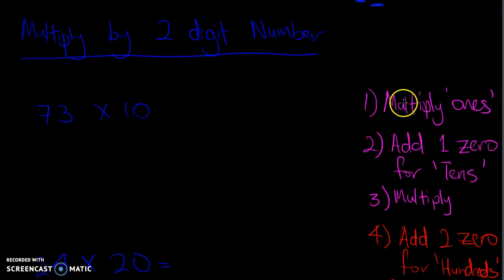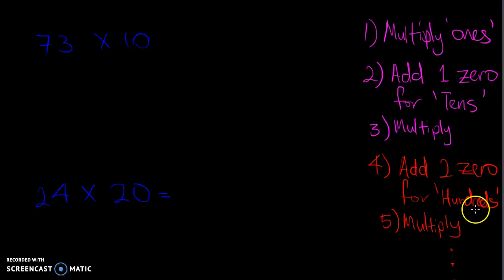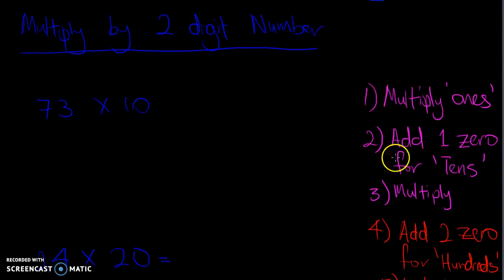Okay, now, the first step is to multiply the ones as you did earlier. And just remember that you have to add 1 zero for the tens place. You continue the multiplication and you add 2 zeros for hundreds and then multiply. Okay, if you're confused now, don't worry. When I go through, you'll have a better idea.